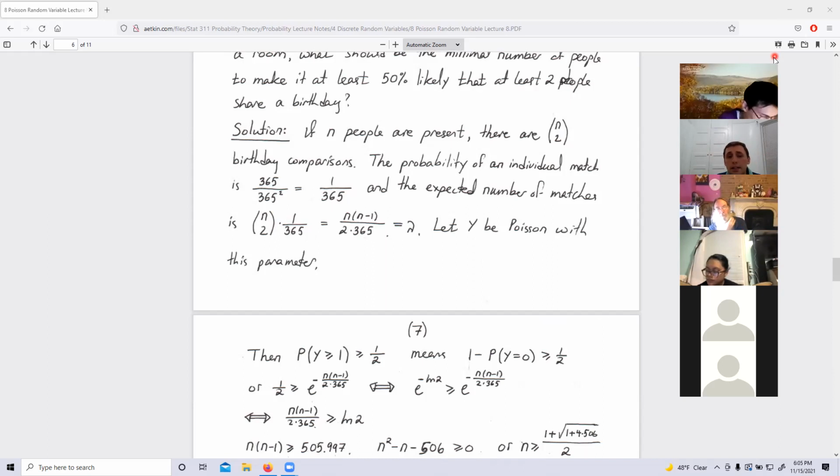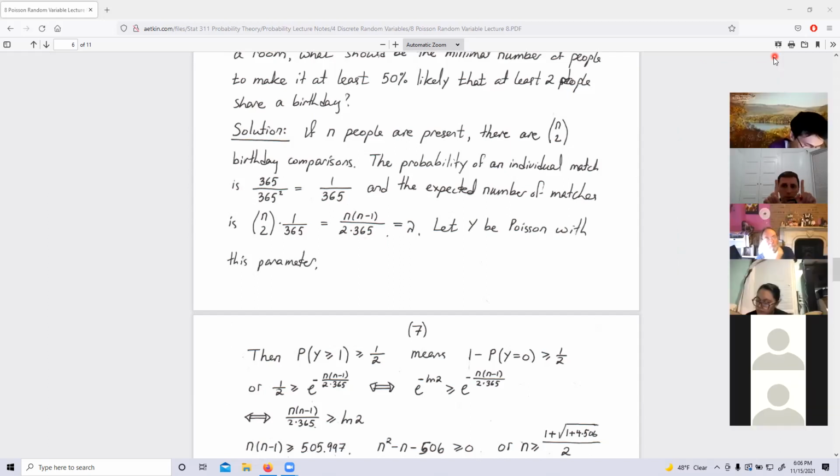And then the expected value for how many matches you have is n choose 2 times 1 over 365. Make sense? That's because it's additive. So the expected value for person 1 and person 2 to match is the same for any other pair. Good.